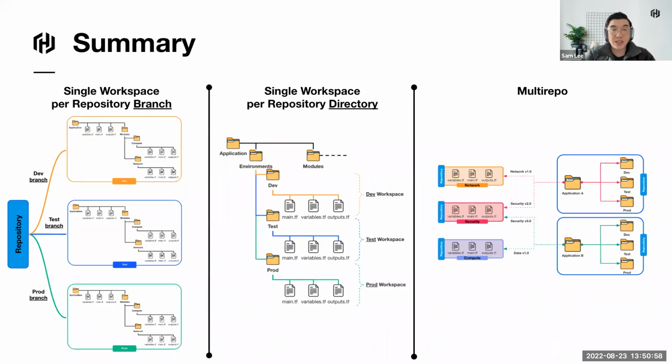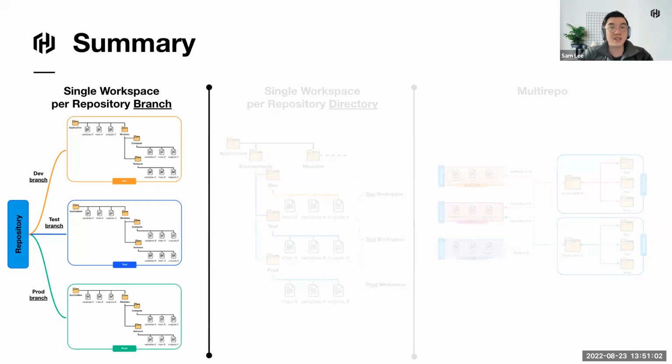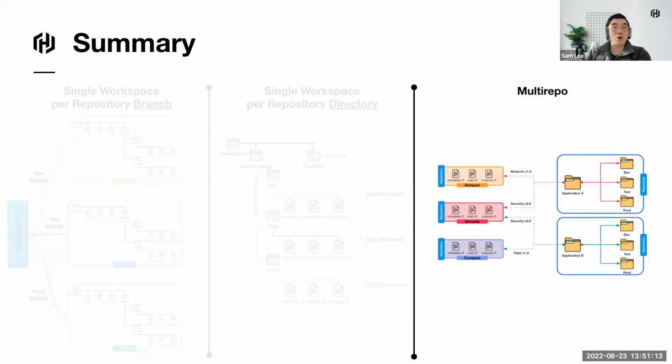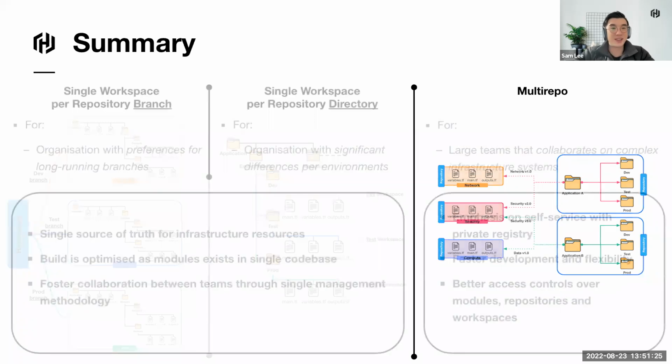Now, reviewing everything that we've presented, we have the monorepo patterns that consist of the branching pattern, where each workspace is aligned to a branch environment. The directory pattern, where each workspace is aligned to a subdirectory of the specified environment. And finally, multi-repo, on the other hand, has the modules hosted in their own repos, interfacing with the Terraform Cloud private registry, where we have the ability to have greater control over access and versioning of those modules as well.